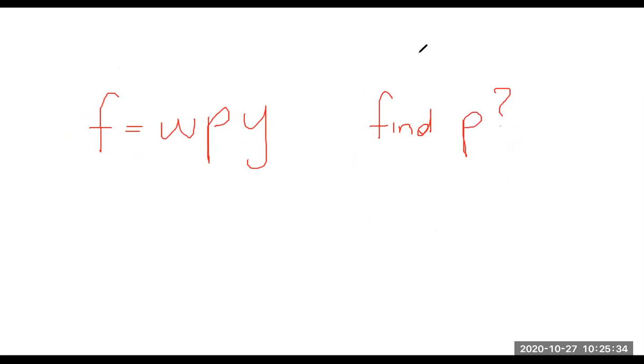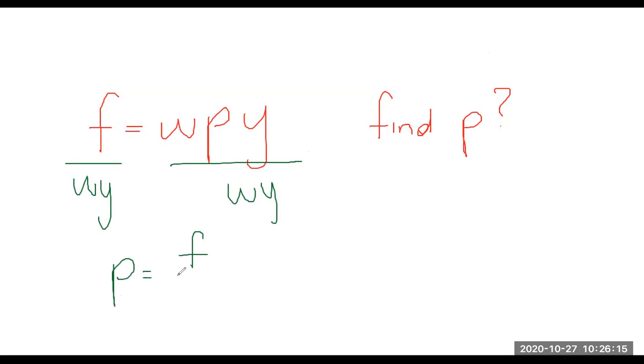Let's look at this question. F is equal to WPY, and the question says find P. So since F is equal to WPY and I need to find P, I need to get rid of that W and Y, right? Because I need P to be by itself. So in order to do that, I need to divide by W and Y. I'm just going to do it together. Why not? And whatever you do to one side, do it to the other side. So I'm trying to find P, but W and Y are in the way. So P is equal to F over WY. That's the answer.